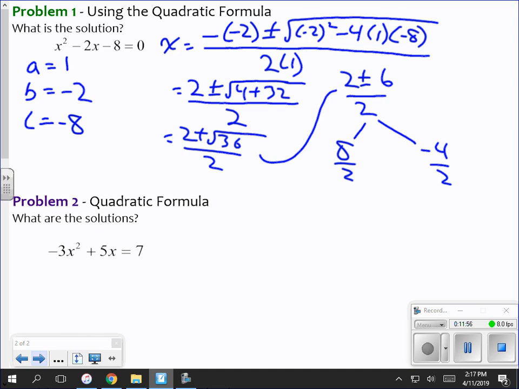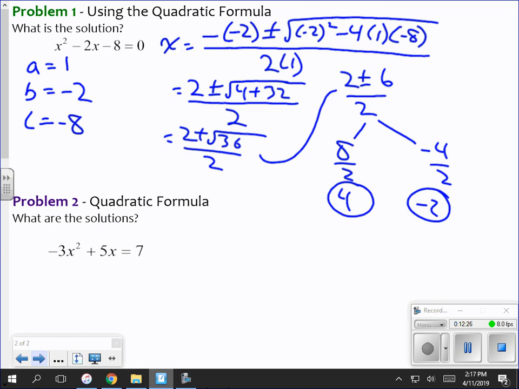8 divided by 2 is 4. Negative 4 divided by 2 is negative 2. These are my answers. And I'm going to tell you, you get down to here and there's no square roots, it means the problem was factorable to begin with. Right? So that was a factorable one. Factoring it would be a better way to solve it than doing all of this, right? But this will work every time.